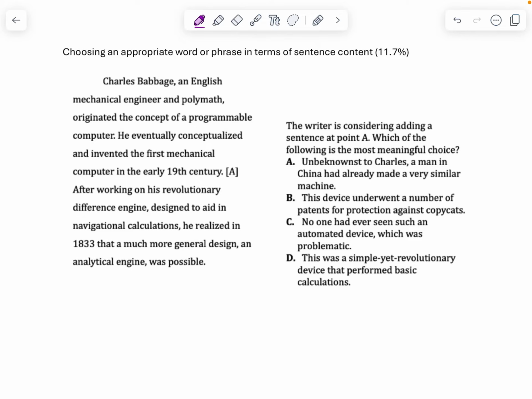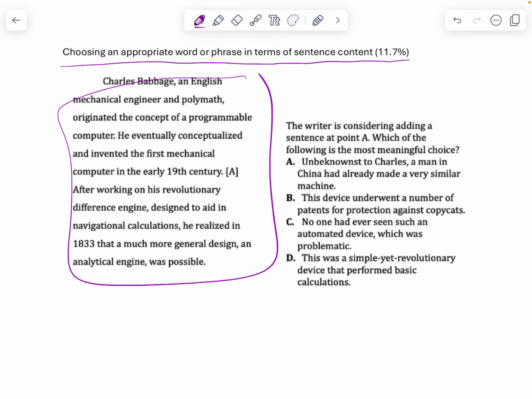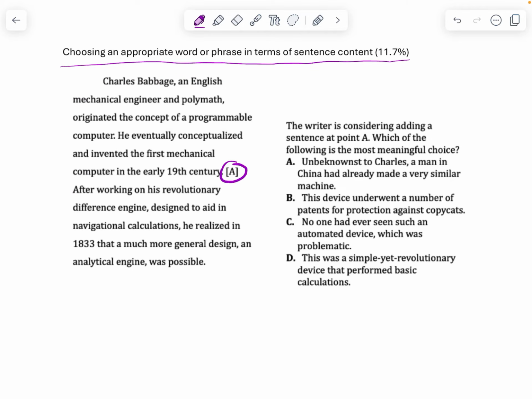So the first problem type is choosing an appropriate word or phrase in terms of sentence content. And you can see it's quite common. It makes up about 12% of the entire English exam. So it shows up a lot. It's very important. Essentially, the question is going to give you a passage and it's going to put a little point letter A somewhere after a certain sentence. And then the question is going to ask you, hey, at point A, which of the following is the most meaningful choice? Which of these sentences, if we added it in, is going to be the most meaningful addition?